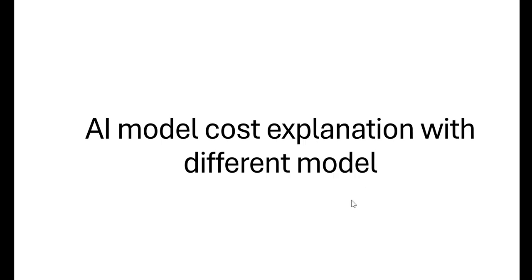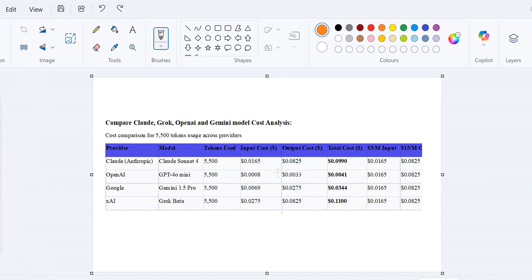AI models charge based on how many tokens you send and how many tokens the model generates. So that's all about tokens. Now let's talk about how much it costs for different models. I just have a simple overview of how much 5,500 tokens costs for all the AI models.